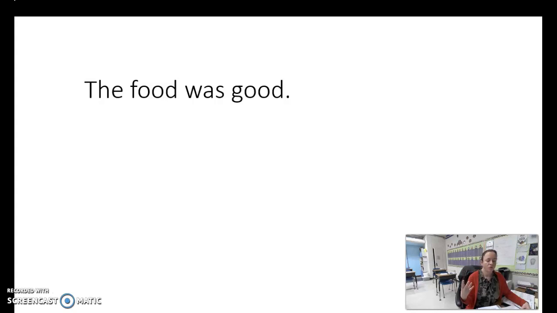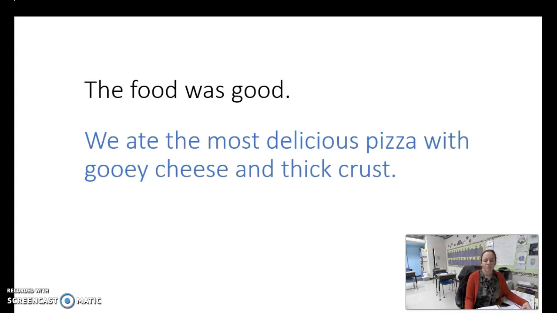So if I wanted to show you about what I ate at the mall, I could say something like this. We ate the most delicious pizza with gooey cheese and thick crust. So which sentence helps you to create a better visual about my meal? Well, I would pick that second one right there, because the first sentence didn't even tell you what we ate. I just said food. So telling you it was good doesn't really give you a clear idea of what made it good, but the words delicious, gooey cheese, thick crust show you that I really enjoyed my pizza. You could visualize what my pizza was like.